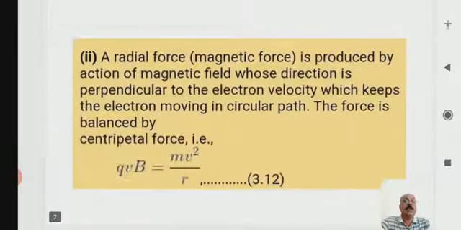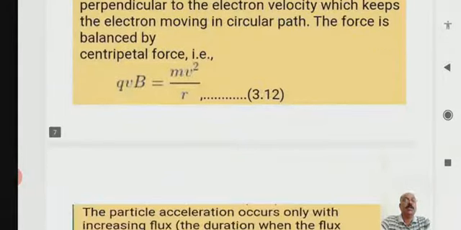And another, the second part, is a radial force, that is a magnetic force, produced by the action of the magnetic field, whose direction is perpendicular to the electron velocity, which keeps the electron moving in a circular path. The force is balanced by the centripetal force. Then qvB is equal to mv square by r, call it equation number 2.